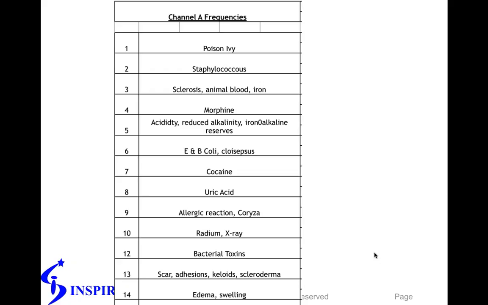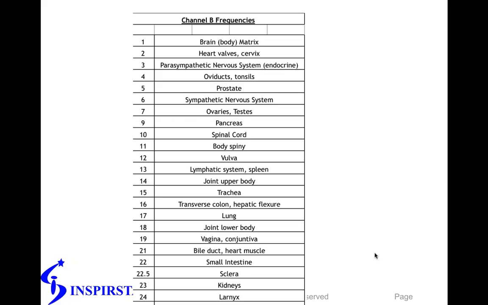There's probably close to 1,000 different frequencies. Some of them are more commonly used than others, but in order to be successful with microcurrent, you have to kind of think outside the box. And these are some Channel B frequencies. The brain, heart valves, parasympathetic nervous system, oviducts, prostate, etc. You can look through the B frequencies. And once again, they're on your flash drive.